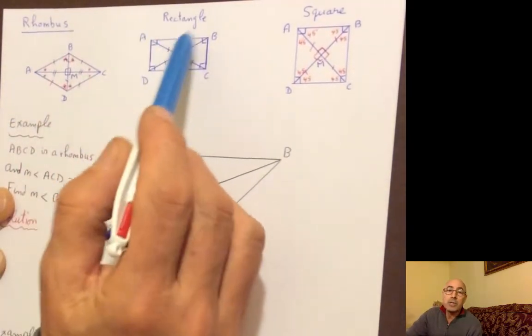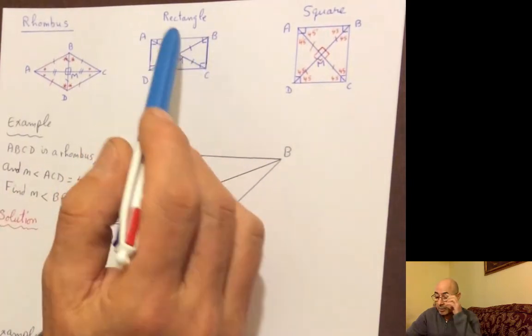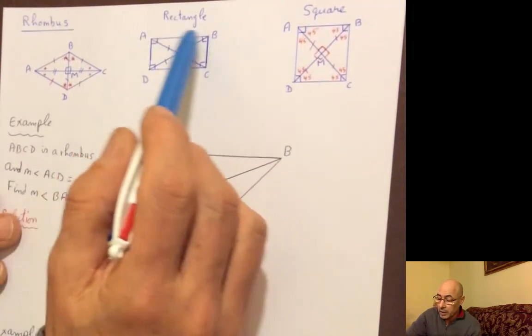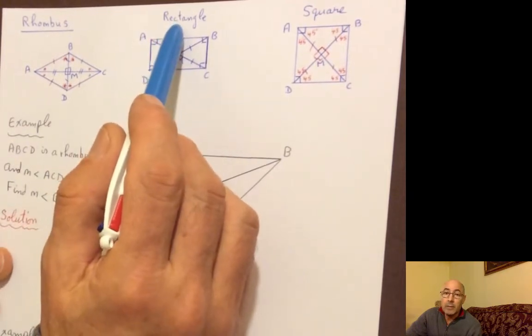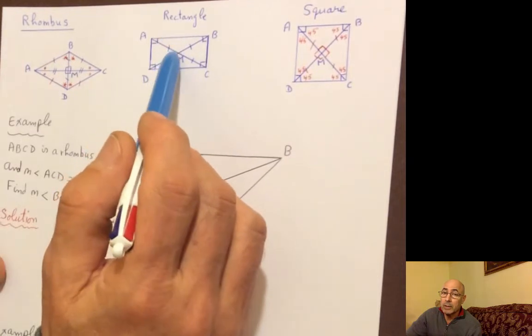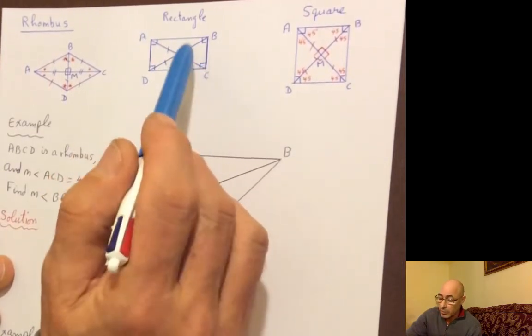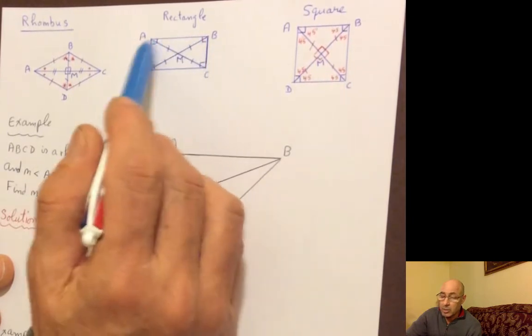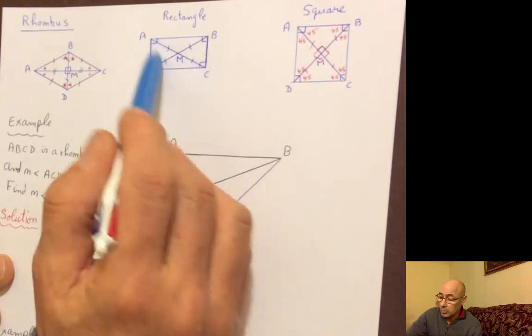The second special parallelogram is the rectangle. A rectangle is a parallelogram in which the four angles are right angles. It is already a parallelogram, so all properties of a parallelogram apply here, plus the two diagonals are congruent. So when they bisect each other, the four halves are congruent.